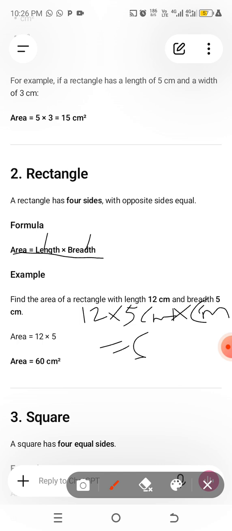Same centimeter, that will be 60 centimeter square, like that. Do you get?